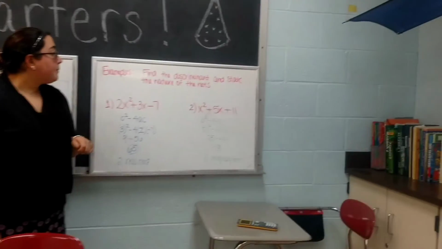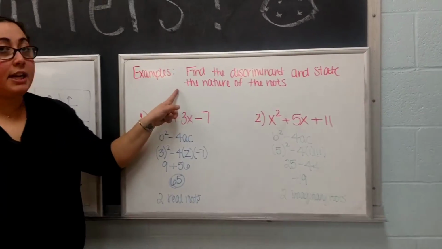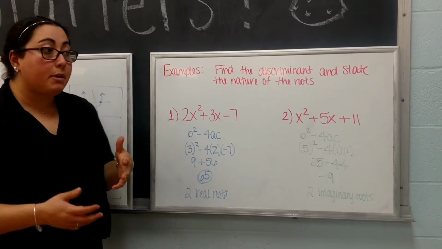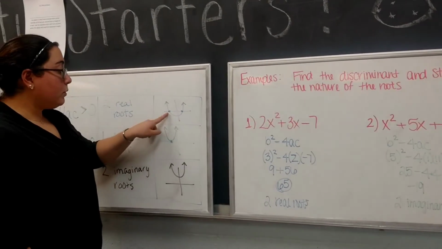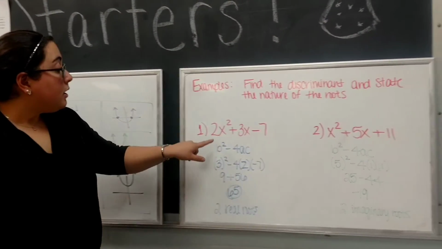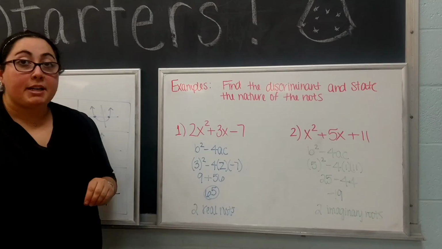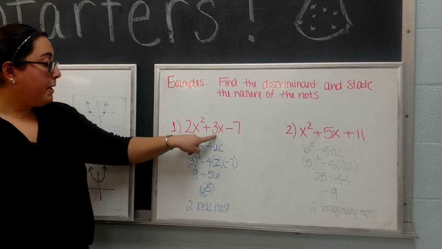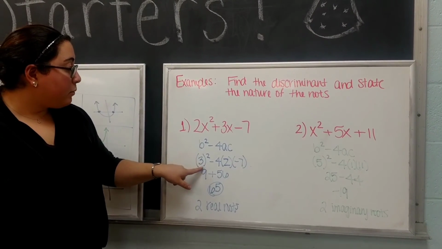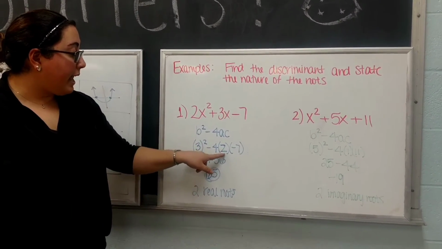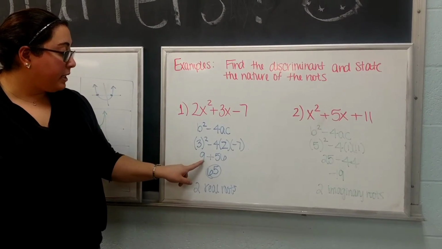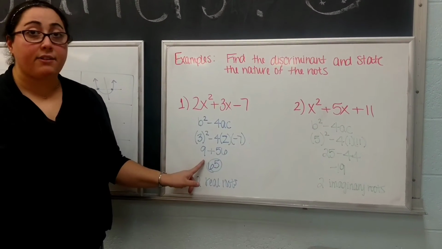For our two examples, we're going to find the discriminant and state the nature of the roots. So without even having to do the quadratic formula, you can determine if you have two real roots, one double root, or two imaginary roots. So b squared minus 4ac is my discriminant. A, b, and c are our values in standard form. So b squared would be 3 squared minus 4ac, a and c. And I simplify, that gives me 9 plus 56, which is 65.